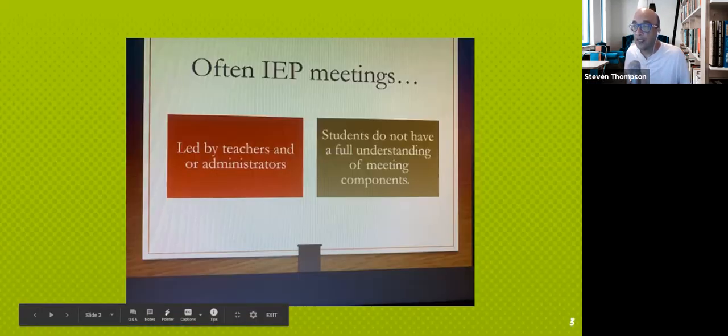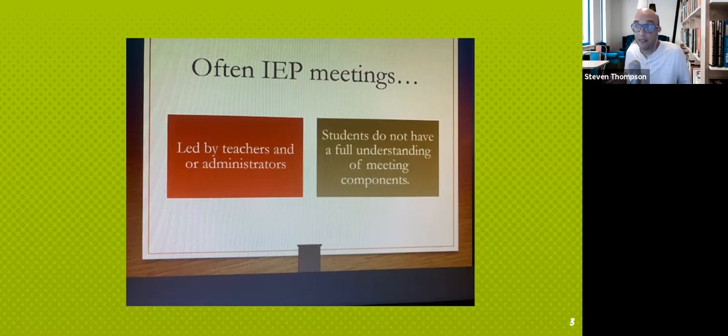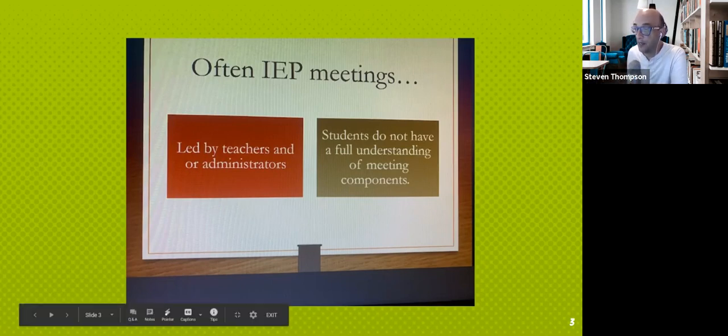So often at an IEP meeting, they're led by teachers or administrators. Students don't actually have a full understanding of the meeting components. Often our students aren't even in the meeting. So for student-led IEPs, I'm using slides that were directly taken from the presentation so that we can get a good example of what they talked about, and then I'm going to apply it to our case.